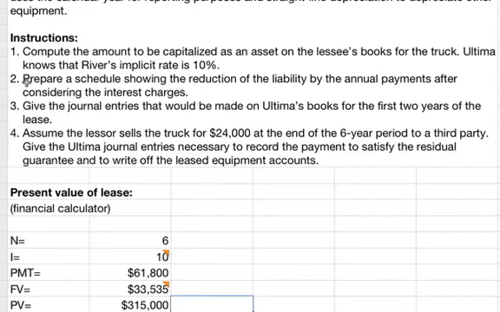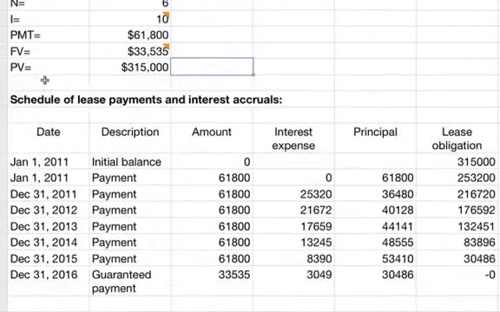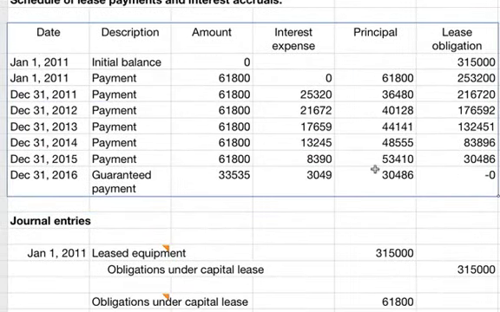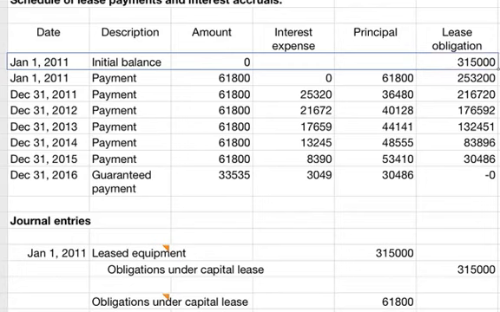The second thing is to prepare a schedule showing the reduction of the liability by the annual payments after the interest charges. So that's what this table is showing us right here. When you set up these tables, you have the dates, the description, the amounts of the payments, the interest expense, and the principal, or the amount of the payments that are going towards the principal. Then you have the lease obligation. In this first row, the initial balance is $315,000.